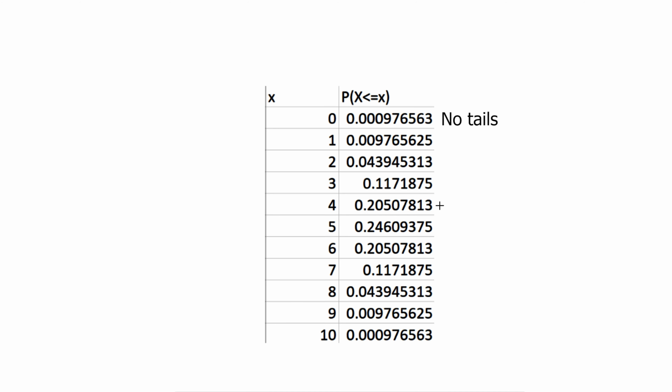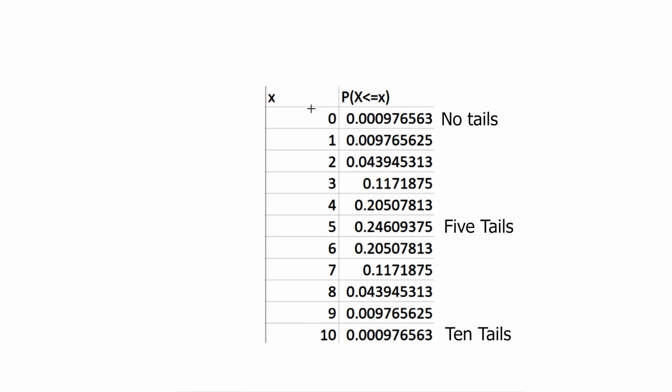Now, because the probability of success is 0.5, and the probability of failure is the same, we get a very nice symmetrical distribution. So you can see that the values are increasing up to 5, and then they're decreasing. So from 10, they increase the same way. So it's like a mirror image kind of around this point here of your values.